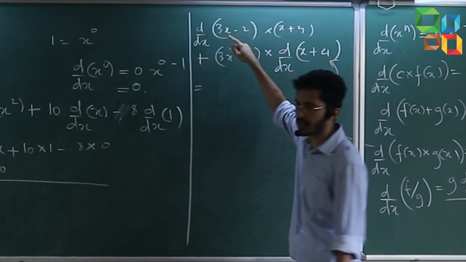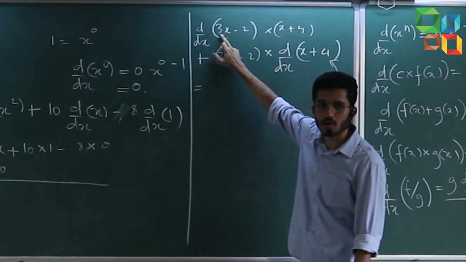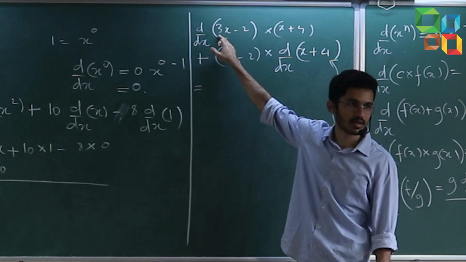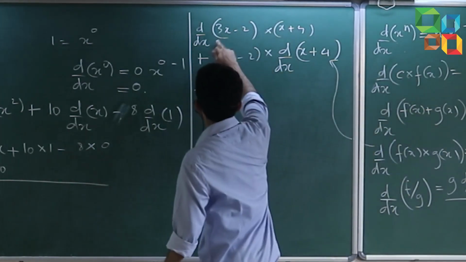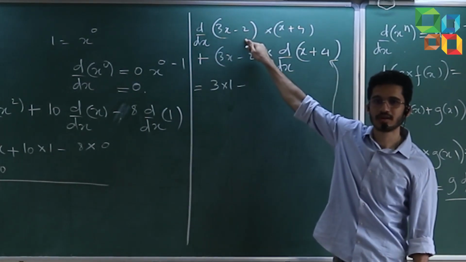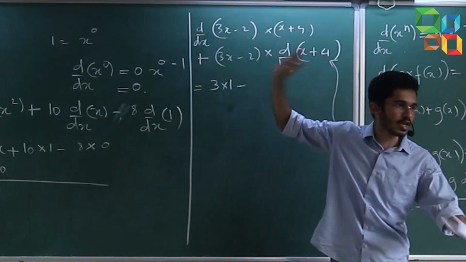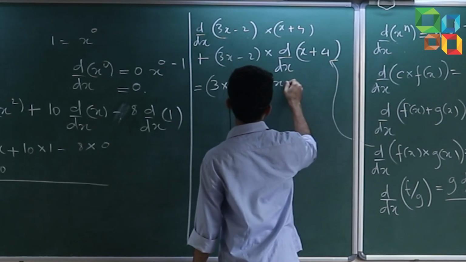So 3x minus 2, if I differentiate, first I look at each term separately. Constants, take them out, right? So you just have to differentiate x. So 3 into derivative of x is 1. What is the derivative of 2? 2 is a constant. Derivative of any constant is 0. So 3 into 1 minus 0, into x plus 4.